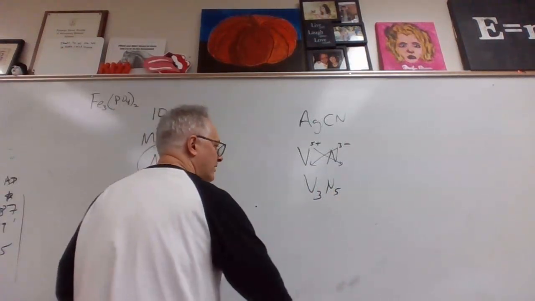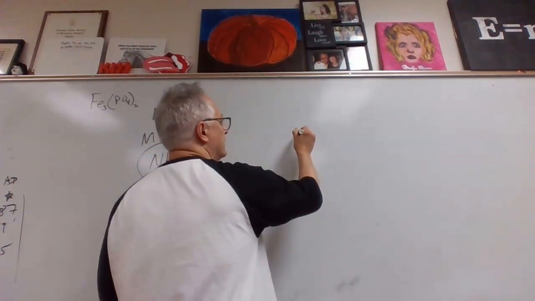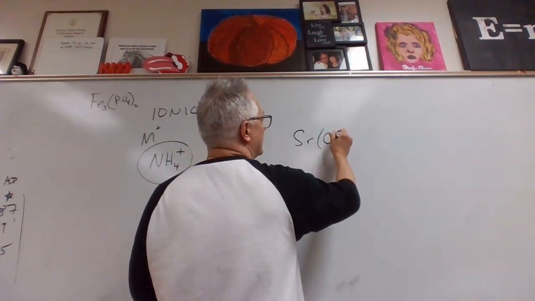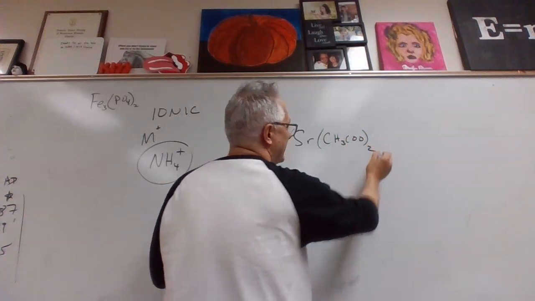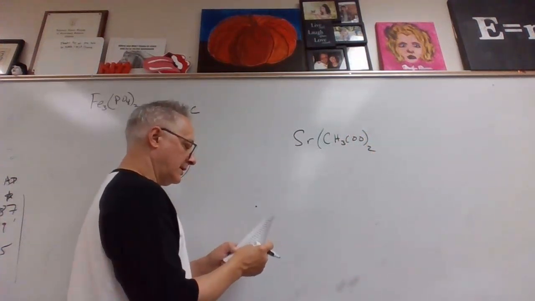Strontium acetate. Strontium gets a +2 charge. It's an alkaline earth metal cation. Sr, and then acetate is -1. So I need 2 of them. Let me think what else we've got here.